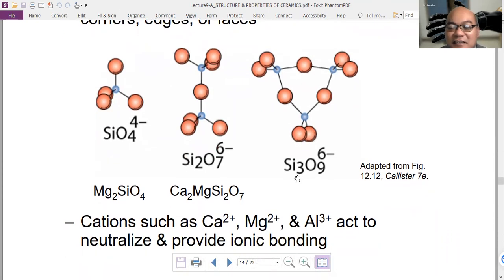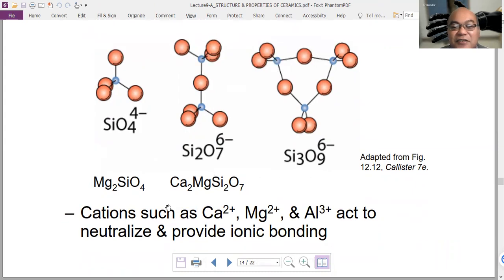This is 3 silicon oxygen. And cations such as calcium 2 plus, magnesium 2 plus, and aluminum 3 plus act to neutralize, to provide the ionic bonding. So this one is 4 minus, so the net charge is not zero yet. So this is neutralized by binding ionically to two magnesium cations. Each magnesium releases two electrons, so becomes magnesium 2 plus. Two of them will balance this 4 minus charge.